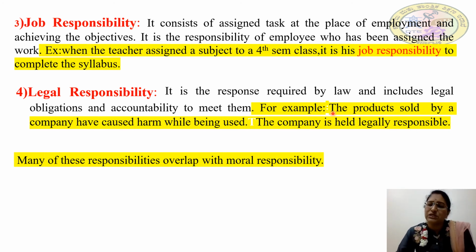So depending upon the situations, depending upon the work, depending upon the different criteria, the responsibility is classified here. And you can see that in almost all the classifications, many of these responsibilities overlap with the moral responsibility. So in every responsibility, we will consider moral responsibility. It is not taken as a separate one. Usually we consider the moral responsibility because, being human beings, we should always think morally. So moral responsibility should be there for everyone. So we will consider it for each classification.